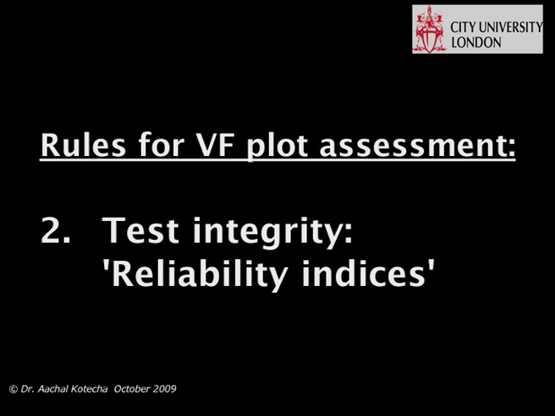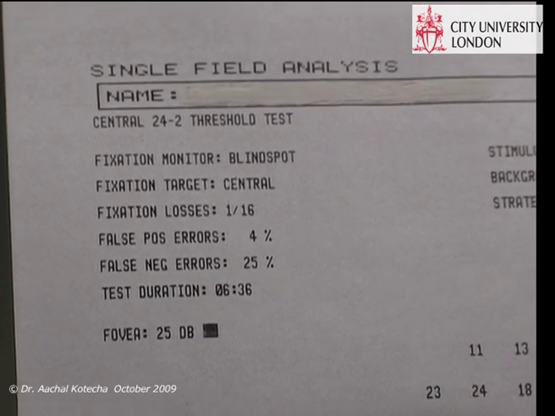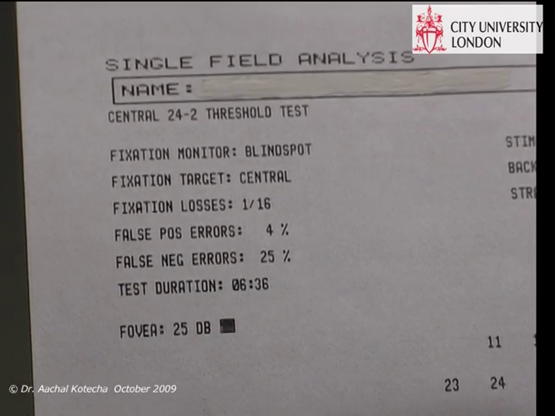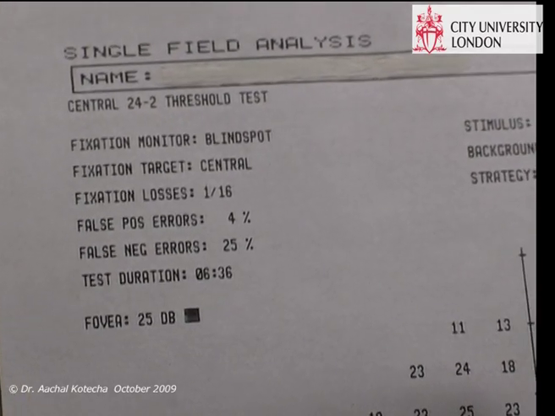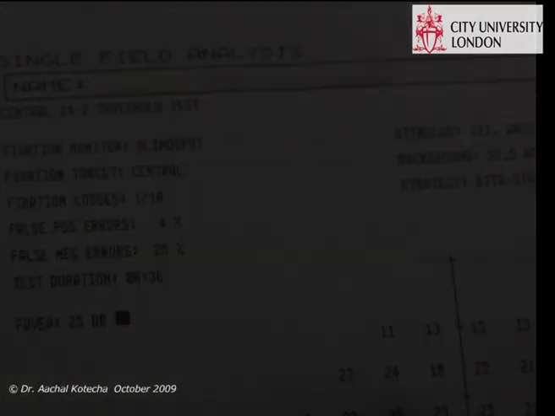The next rule is to check the test integrity. To get an indication as to whether the test is a reliable representation of the patient's visual field, check the reliability indices, that is, the number of fixation losses, false positives and false negatives. The usefulness of these indices will be discussed further in your labs and lectures.